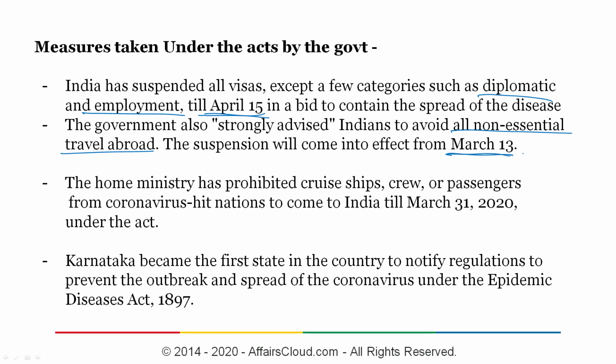Also, the Home Ministry has prohibited cruise ships, crews or passengers from coronavirus hit nations that have been classified as affected by the virus to come into India till the 31st of March under these acts. A very significant point here is that the Indian state of Karnataka has become the first state in the country to notify regulations to prevent the outbreak and the spread of the coronavirus under the Epidemic Act of 1897. So, in essence, Karnataka is the first state in the country to invoke the Epidemic Diseases Act of 1897.